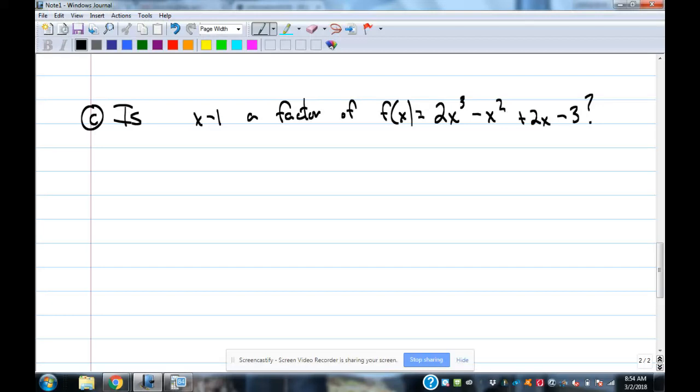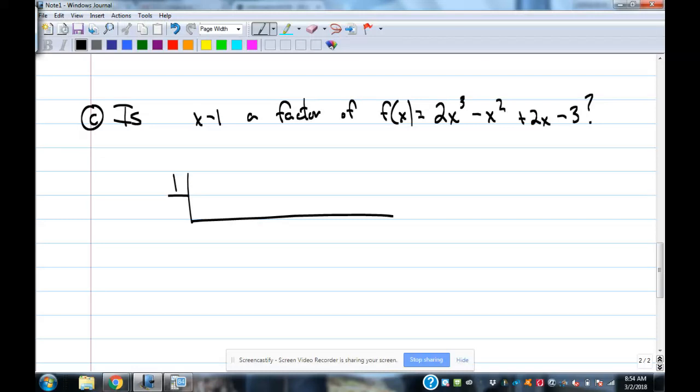And the reason we can do synthetic here and not long division is, what's x minus 1? It's a degree of 1, so it's linear. So we can use synthetic division. That makes it easier. Everything you're going to do in these two sections is linear. So when we do that, we set up our synthetic division. What goes on the shelf? Positive 1 or negative 1? Positive 1, because we change the sign.